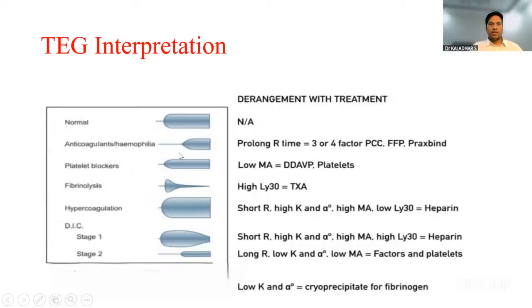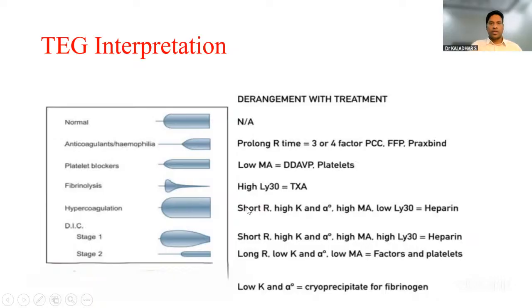So this is a normal one. If there is a prolonged R time, it indicates clotting factor deficiencies, as we were discussing, and we generally replace with PCC and FFP. And if there is a low maximal amplitude, it indicates platelet dysfunction, whether qualitative or quantitative. Depending upon that, we sometimes give desmopressin or platelets. For fibrinolysis, as I was discussing, antifibrinolytics are given. With high lysis 30, if you look at this graph, an immediate taper off is happening.